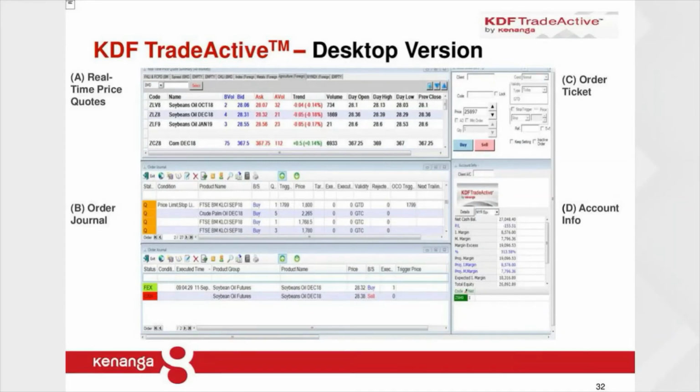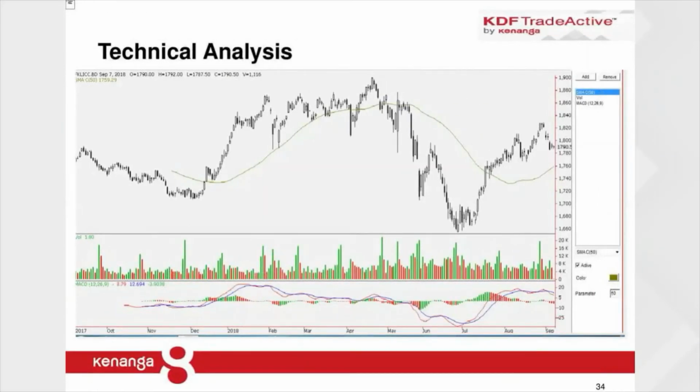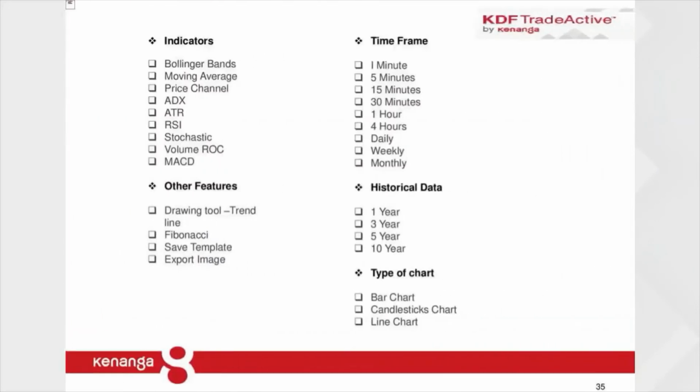Order ticket and account info are customizable. This is a demo account, of course. There's also charting software. You can see a lot of very clear charts on the platform. These are basically the functions and features of KDF, our platform.